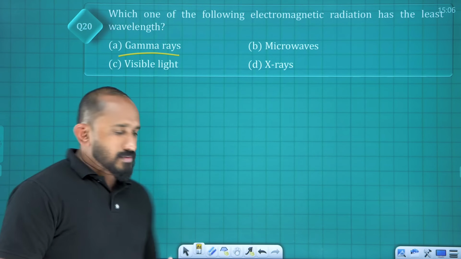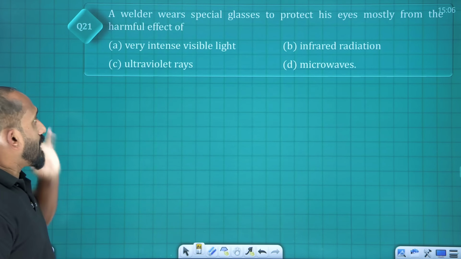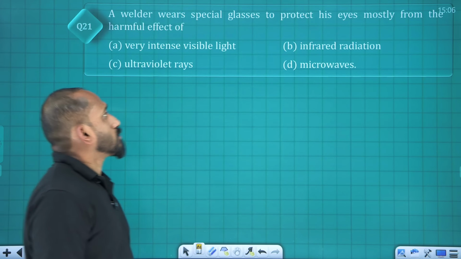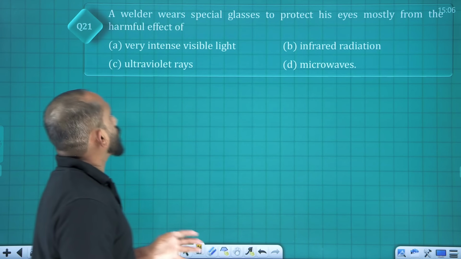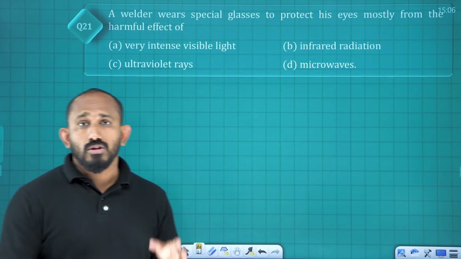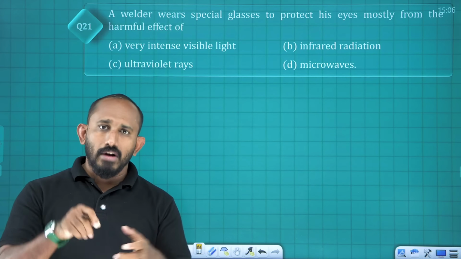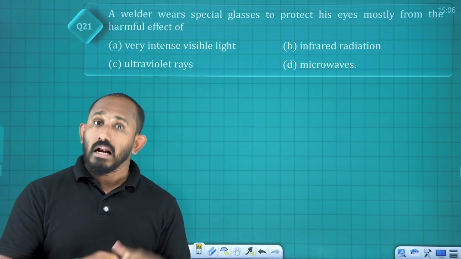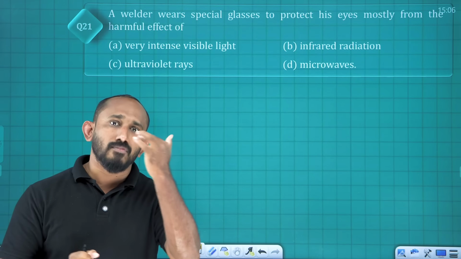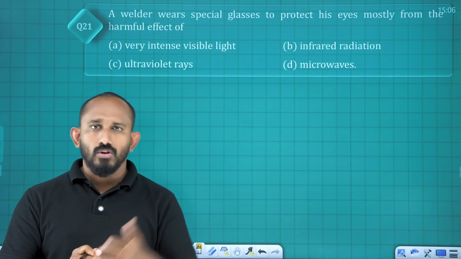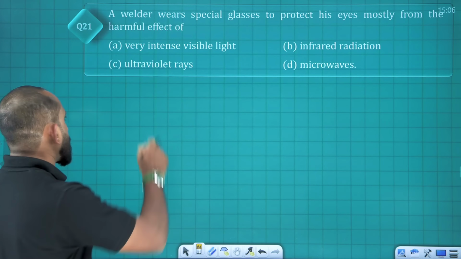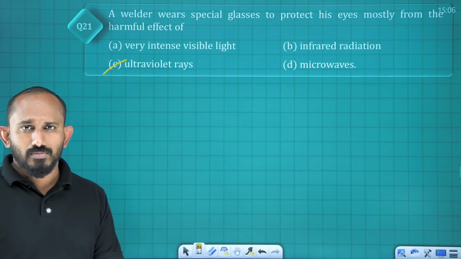The next question is, a welder wears special glasses to protect his eyes mostly from the harmful effect of what? Welding people wear special goggles. Actually, during welding, ultraviolet rays are produced. That's harmful to our eyes if directly incident. So, to protect from ultraviolet, he makes use of these goggles.